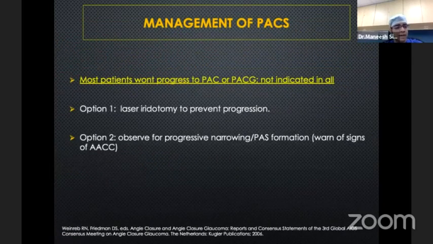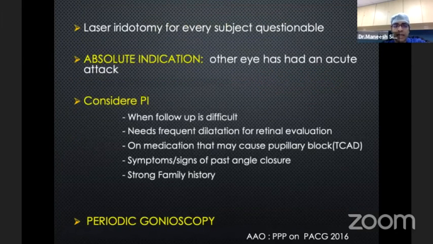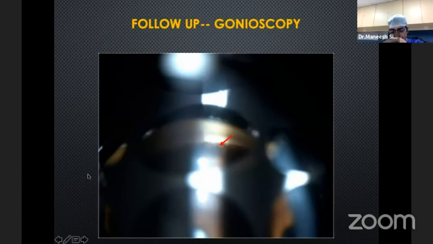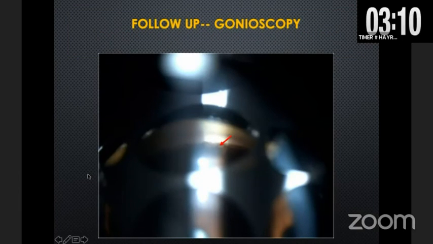So to highlight, definitely not all primary angle closure suspects need iridotomy, but in case the patient has had an acute angle closure attack, you definitely should do iridotomy. Or else if follow-up is an issue, the patient needs regular dilatation, has some signs or symptoms of angle closure, or a very strong family history, you should be doing an iridotomy. In other patients, just keep them under follow-up, document your findings, and in future, if you see patchy pigmentation indicating iridotrabecular contact or the patient starts developing early synechiae, definitely you can go for an iridotomy.